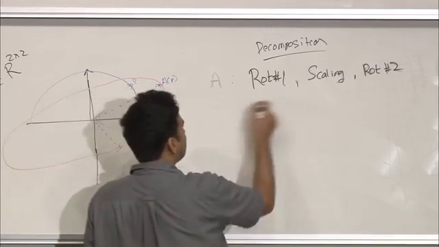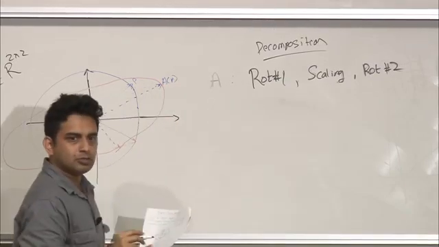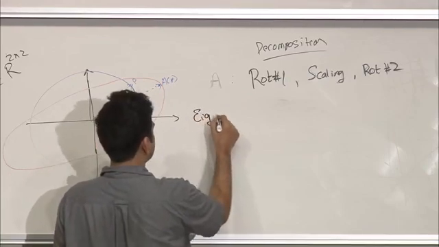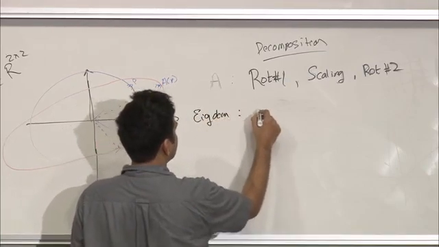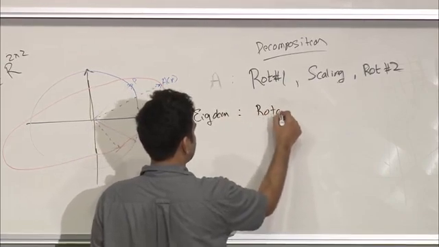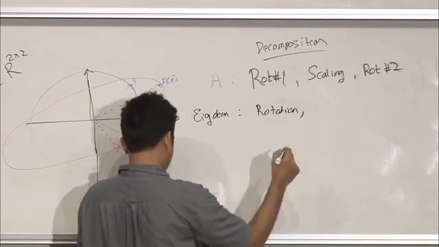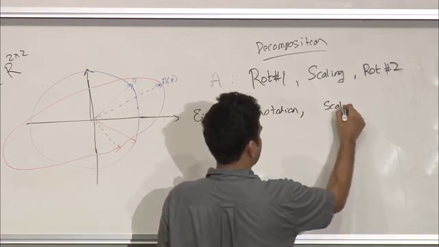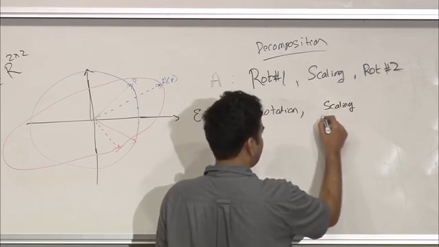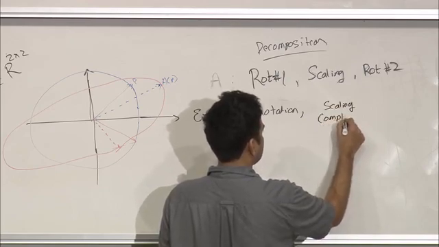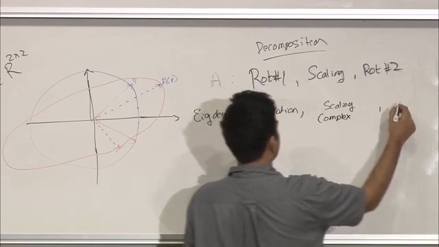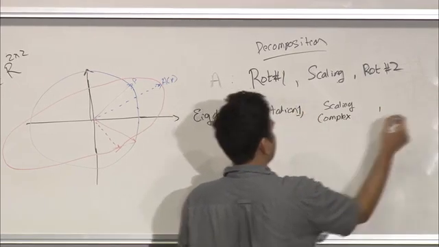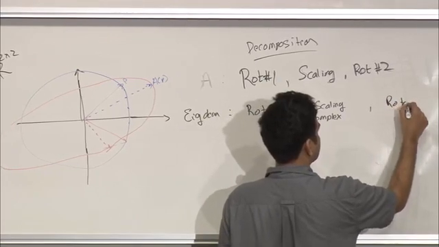And even here, there are 2 subtypes. One subtype is what's called the eigen decomposition, where you do a pure rotation, followed by scaling, possibly by a complex number, a complex scaling, followed by the inverse of the first rotation. So let's call this rotation 1, and this is rotation inverse.